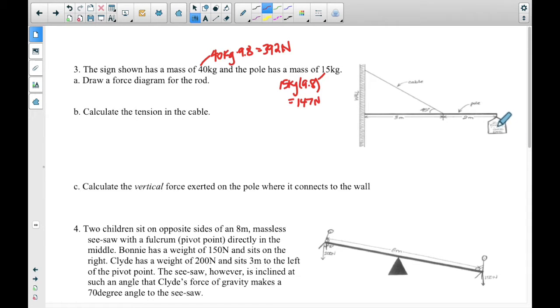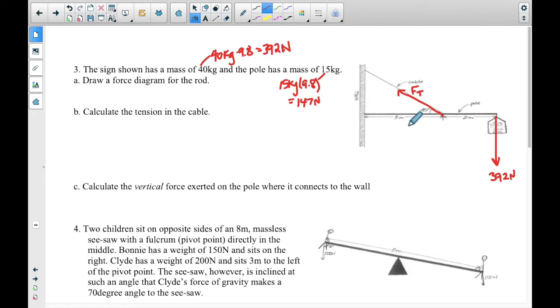I have my sign. It has 392 newtons, which is acting in the downward direction, of course. That's gravity. Of course, I have the tension on the string, so I can draw that in. And eventually we will want the x component and the y component for that. And then I have the mass of the pole itself, which is this 15 kilograms, which comes out to be 147 newtons. And I need to think about where I should put that from.